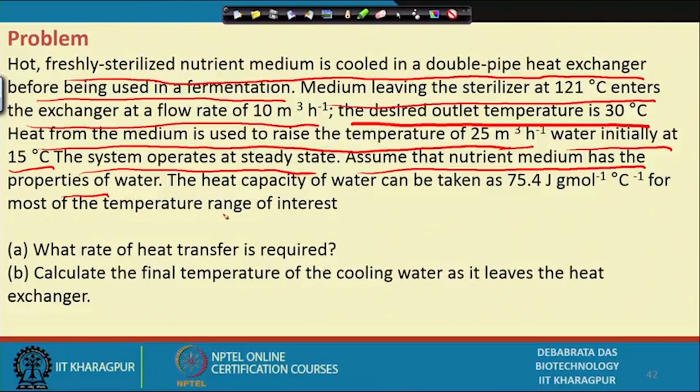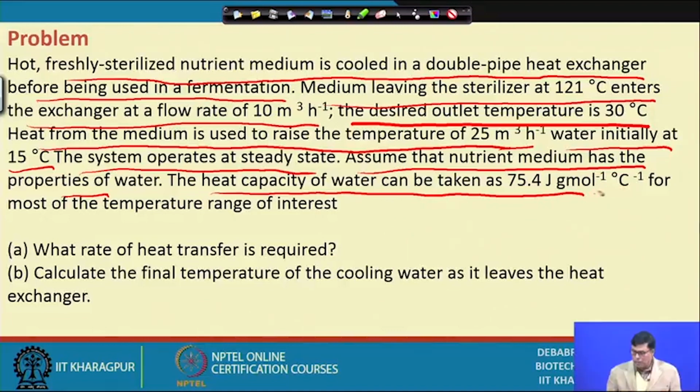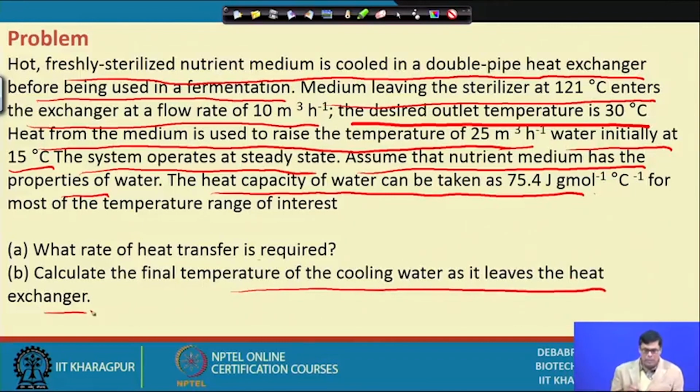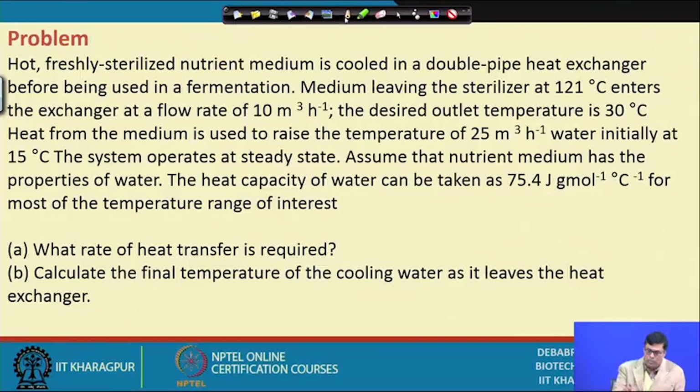We assume the properties of water remain unchanged with the change of temperature, and the heat capacity of water can be taken as 75.4 joule per gram mole per degree centigrade. Now, what rate of heat transfer is required, and what is the final temperature of the cooling water as it leaves the heat exchanger? This is the problem that we shall have to solve. Let us see how we can solve it.